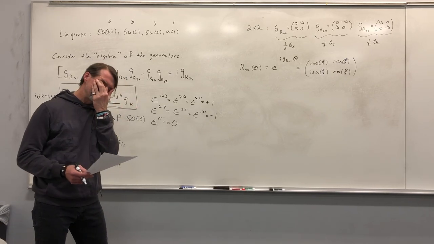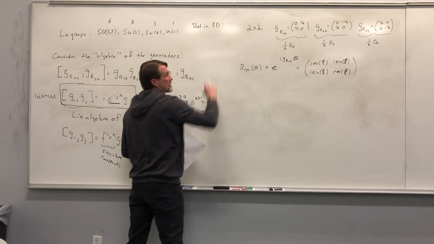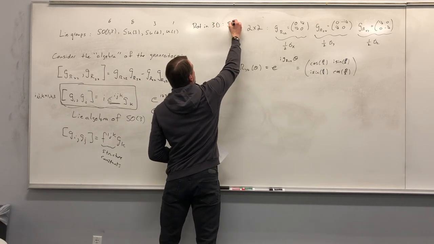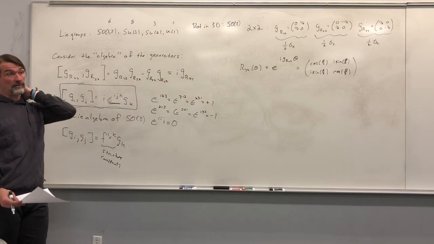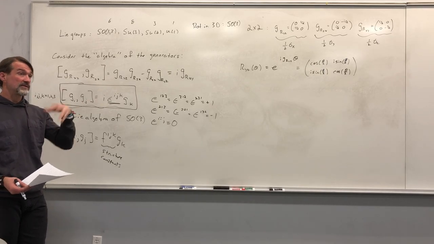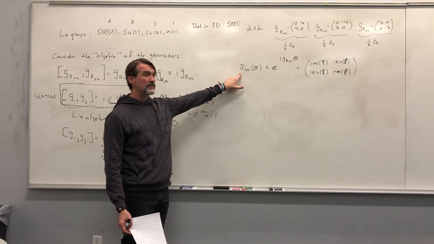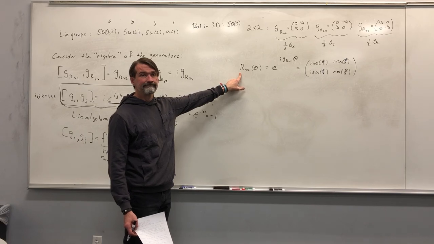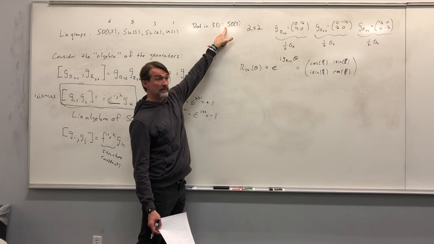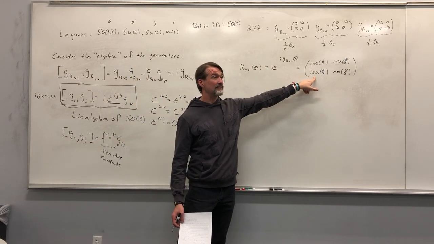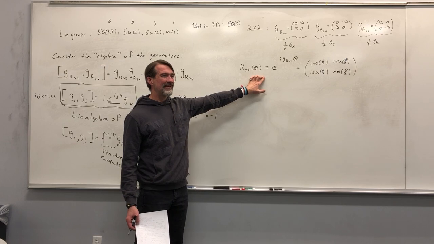So, wait a minute. Those rotations in 3D can be encapsulated in this group SO3: 3x3 matrices that are orthogonal and have unit determinant, where the orthogonality condition is O transpose O equals the identity. Are these elements of SO3? Well, no, because these are real, this is imaginary. This is 3, this is 2. So this is not SO3.